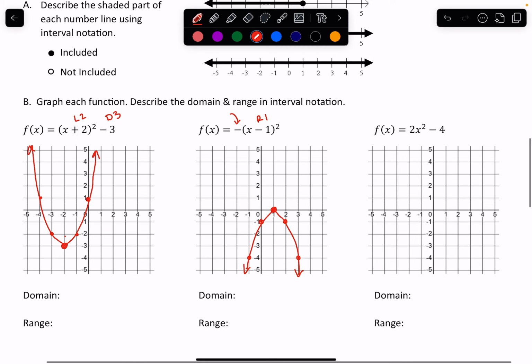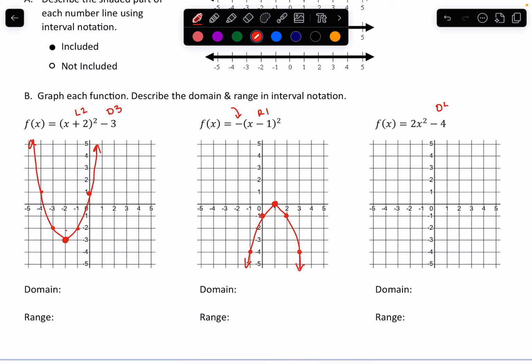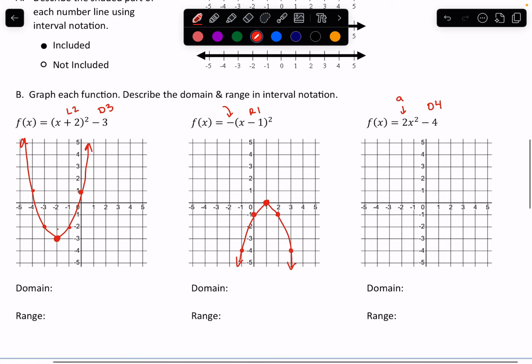Now, the next one, there's a 2 in front of the x squared. There's no number inside parentheses with the x, but there is a minus 4 that comes after the x squared. So that minus 4 tells me that I'm going to go down 4. And that 2 out in front is my a, right? That 2 right there is a. And I'm going to show you how that changes our graphing a little bit. So my vertex is not shifted left or right at all.